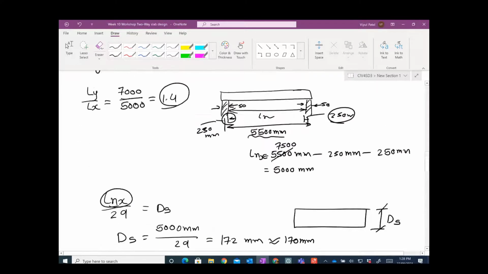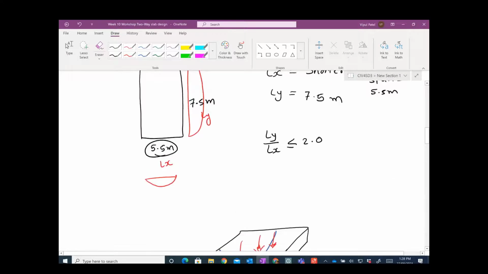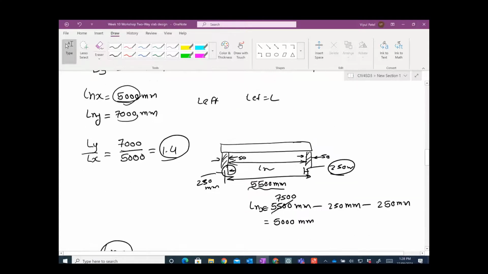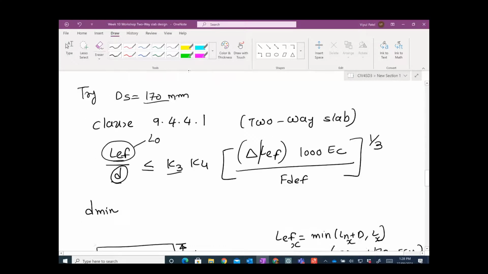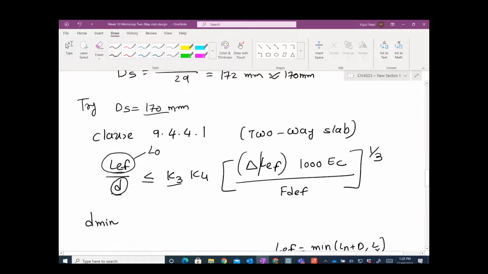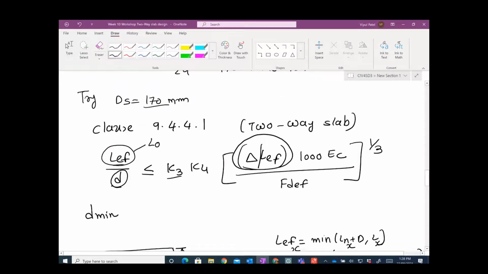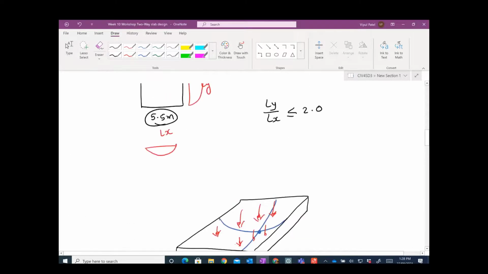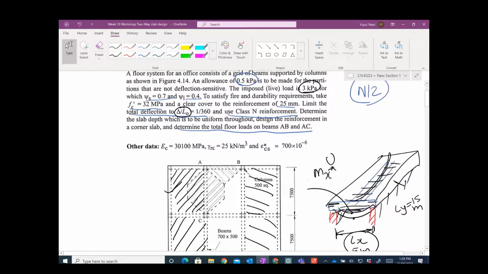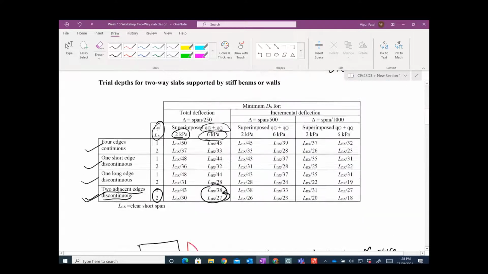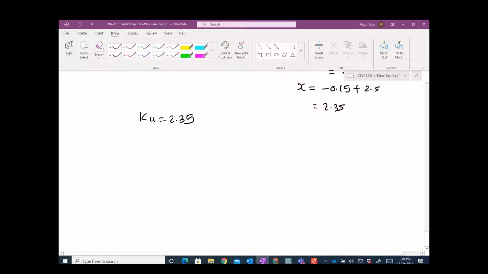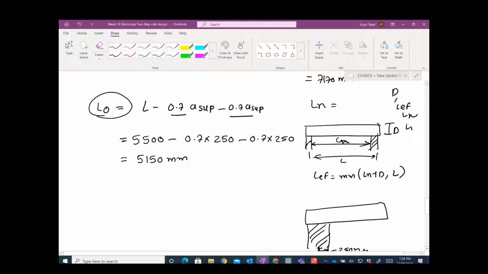I think these are a little bit different than the ones that we use in the one-way slabs, because we just need to consider these edge conditions. Now K4 we are done. Delta over L_ef is given in our example, which is 1 over 360, which is delta over L. We converted that one, so we no need to worry about it.